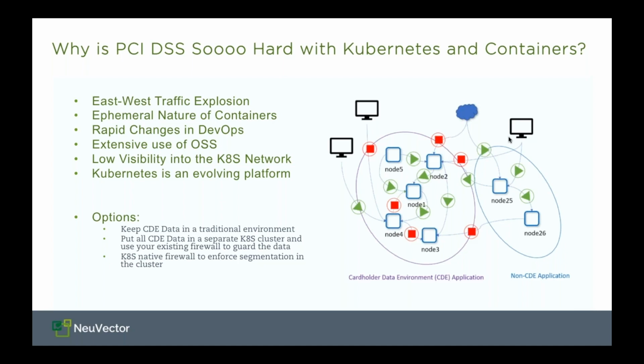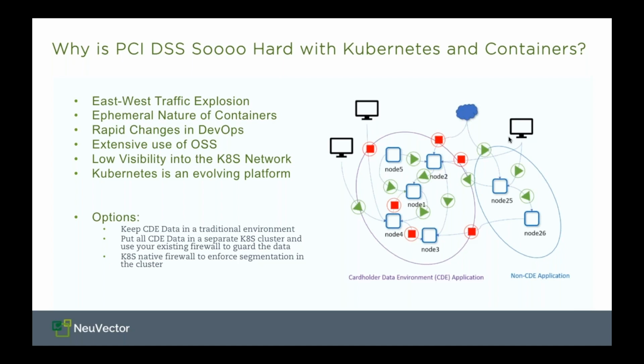The low visibility into the network, of course, goes along with the east-west traffic explosion. It is hard to control, in particular when you're talking dozens of nodes and multiple clusters and potentially even multi-cloud. And so trying to lock all the network connections down as required by PCI is difficult, and it's difficult to maintain over time. You might be able to do that on day one, but day two and beyond, it's actually a sort of a big task.